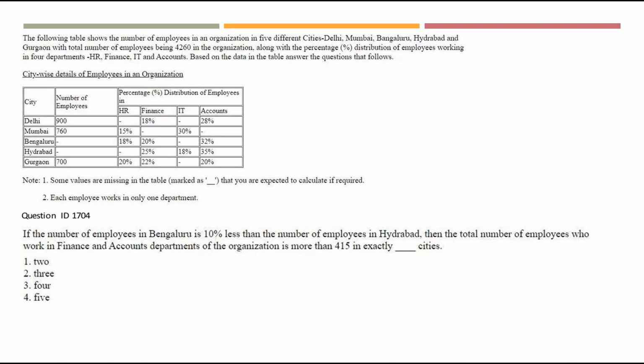So we have already found this is 900 and this is 1000. The total number of employees who work in finance and accounts department of the organization is more than 415 in exactly how many cities? Let's find it out for finance and accounts together. So first for Delhi, 900 into the percentage of finance and accounts, 18 plus 28 will be taken, divided by 100. So this will be 46 into 9, 414.